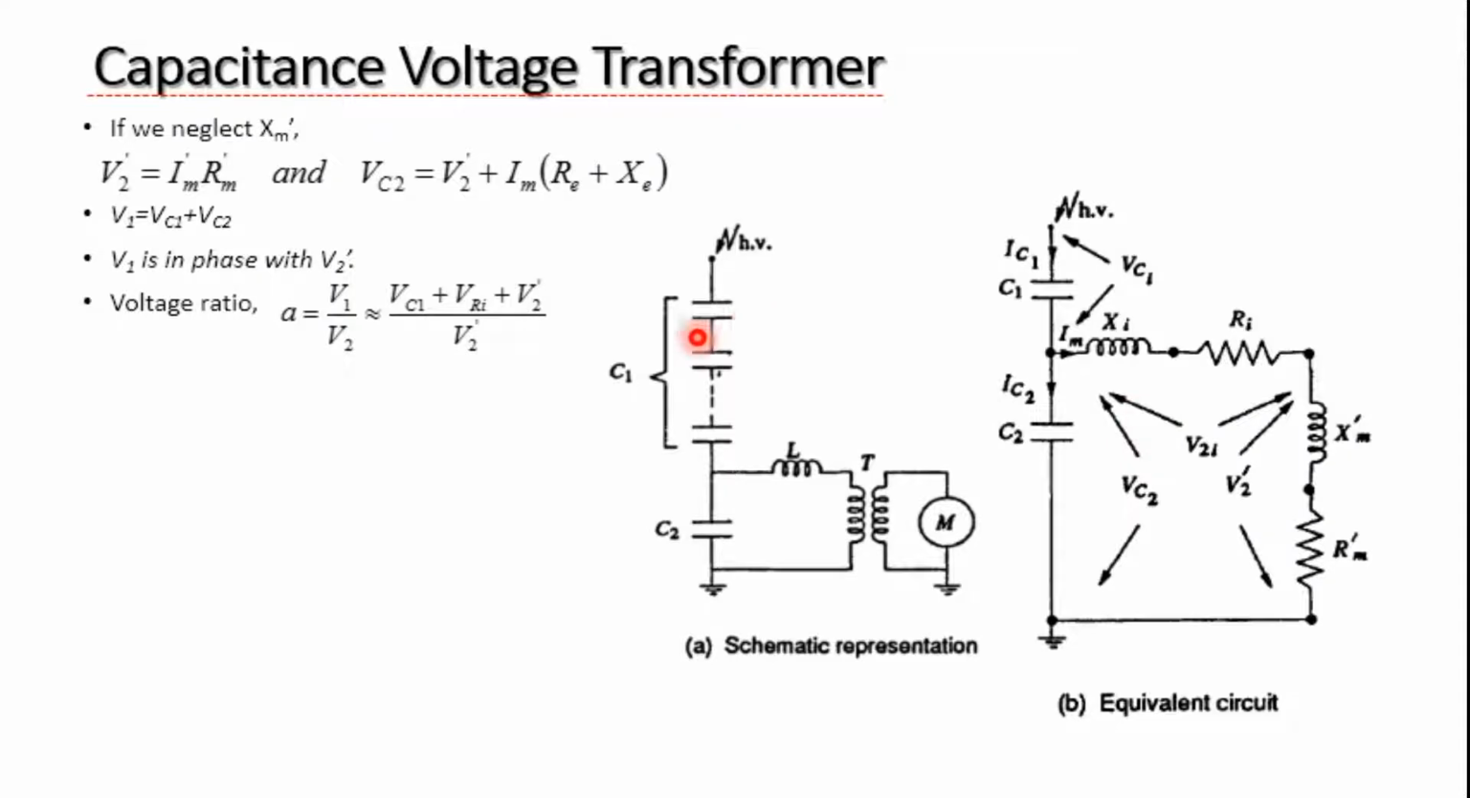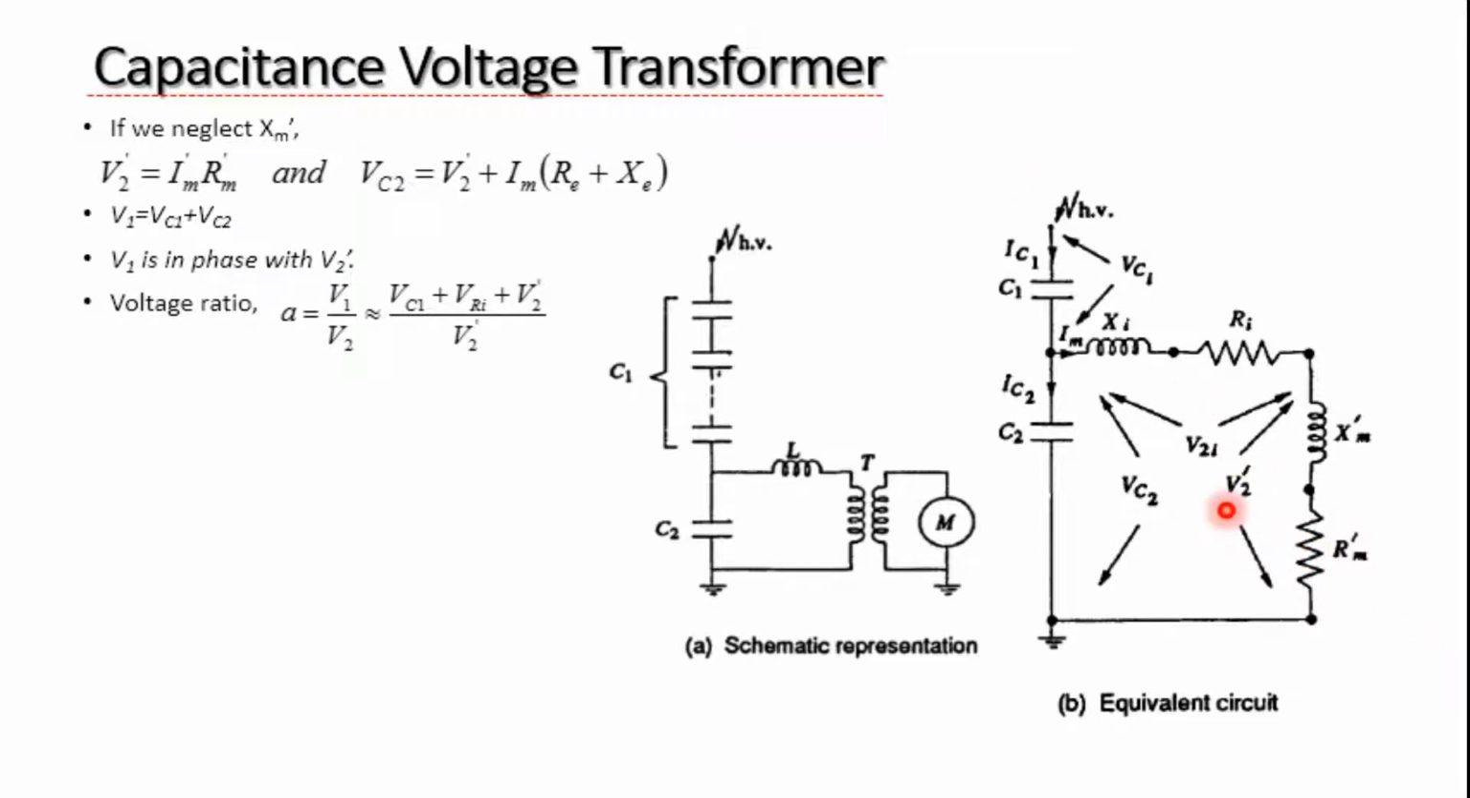Then we can write V2 equal to I2 into RM, the drop across the meter. The total voltage VC2 will be the output voltage plus the drop due to the current flowing through the excitation resistance RE and reactance XE. The total input voltage will be V1 equal to VC1 plus VC2. Generally V1 is in phase with V2 dash, which is on the secondary side. These are in-phase values.